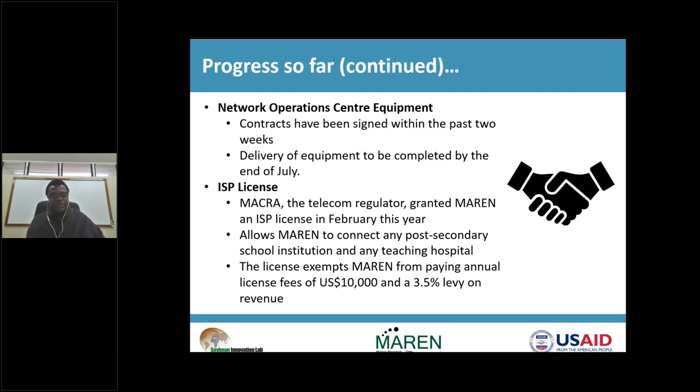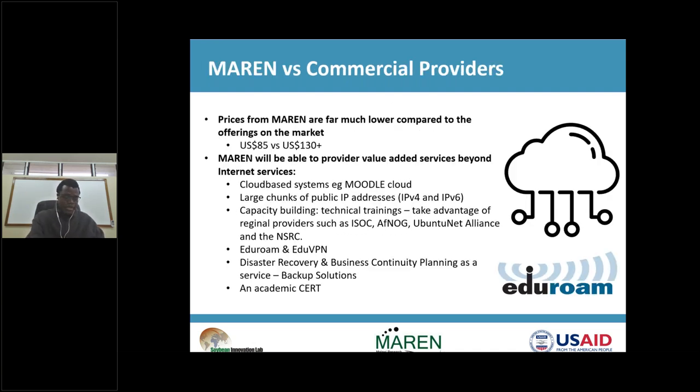So in our case, we think this is a plus, because the cost of paying the $10,000 as well as the 3.5% levy will not be passed on to our clients. So this will make the cost of services quite affordable to most of our member institutions. Next slide, please. The other building block, I think I talked about our discussion only five. So I have done that.